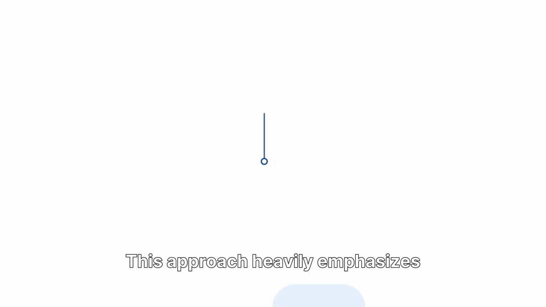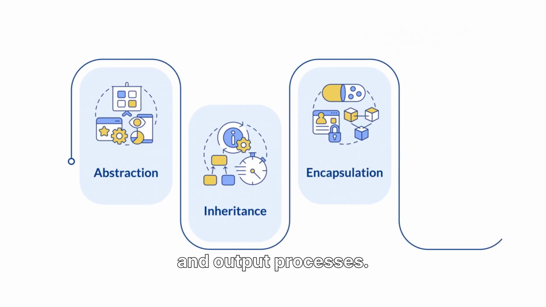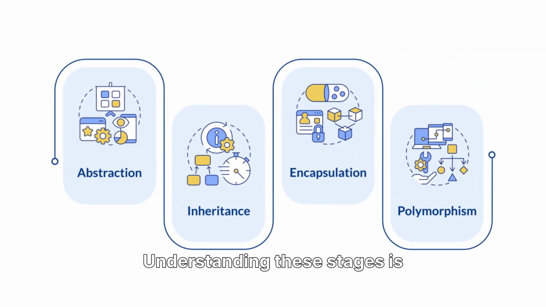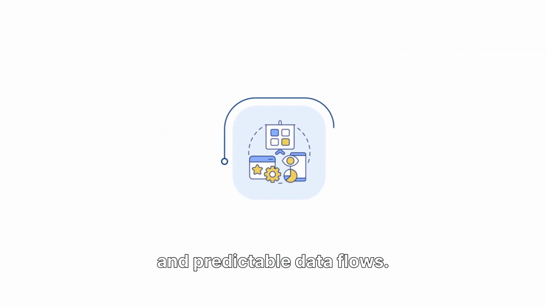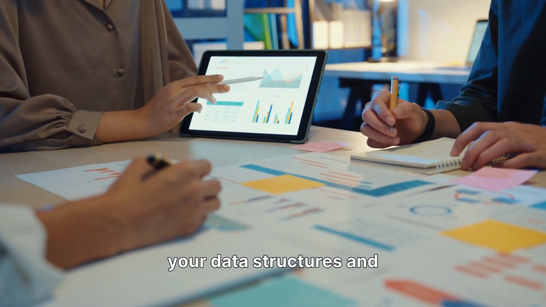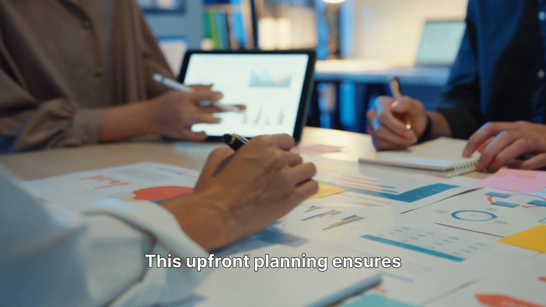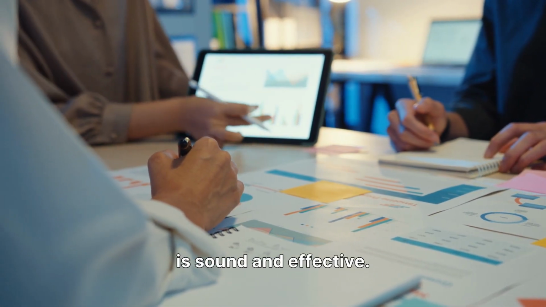This approach heavily emphasizes clear data input, transformation, and output processes. Understanding these stages is crucial for designing robust and predictable data flows. A key principle of DDD is to design your data structures and transformations before you even start coding. This upfront planning ensures that your data model is sound and effective.